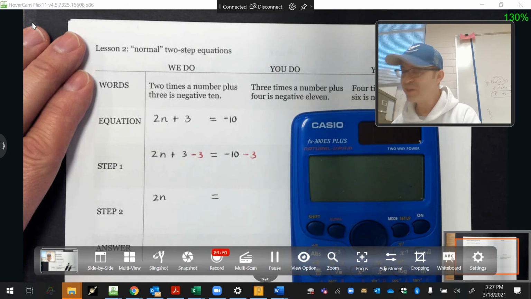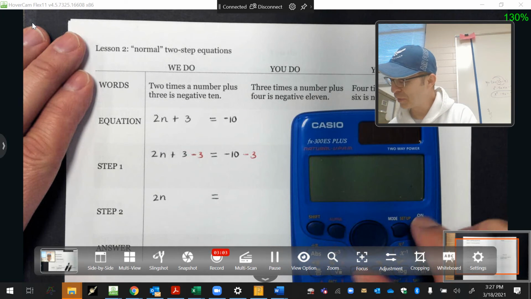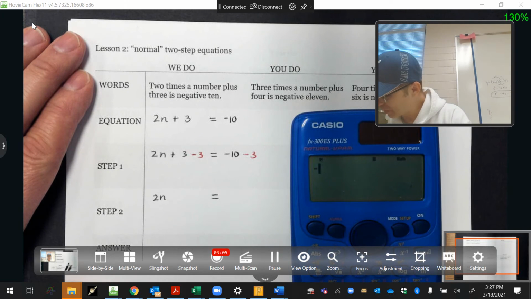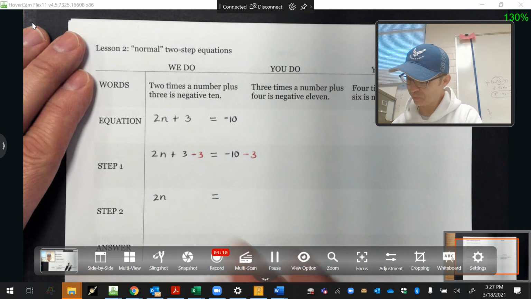Mother Dookie. Calculator's not even on. I'm an idiot.